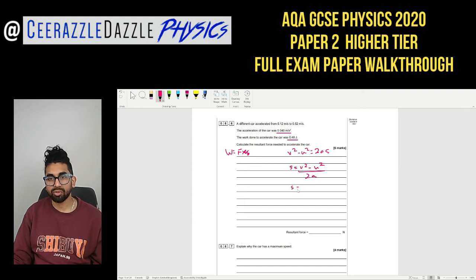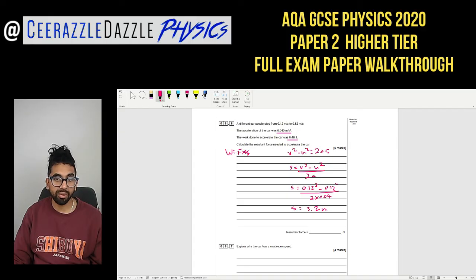So s is equal to the final velocity 0.52 squared minus initial velocity 0.12 squared, divided by 2 times the acceleration of 0.04 over here. You get the displacement going to be equal to 3.2. So 3.2 meters is going to be our answer for the displacement.